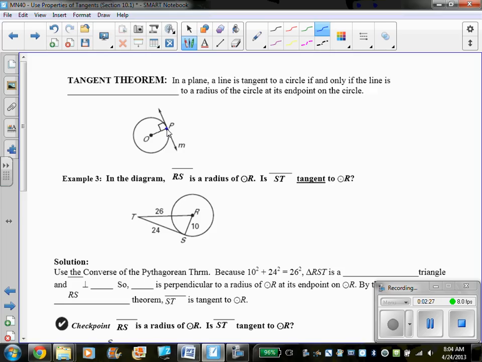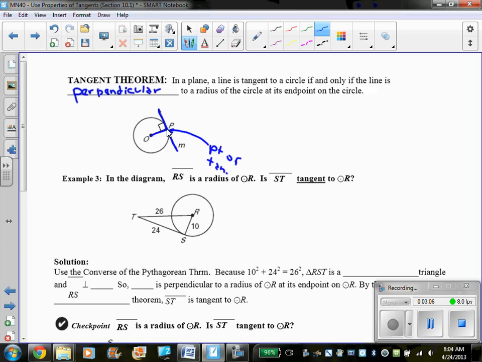At the top there it says tangent theorem. In a plane, a line is tangent to a circle if and only if the line is perpendicular to a radius of the circle at its endpoint on the circle. So this space right here is perpendicular. So when you have a radius, as this is right here, and you have a tangent, if you have those two things and they meet, they're going to meet at the point of tangency, which is right here. This is the point of tangency. And it's going to meet at a 90-degree angle.